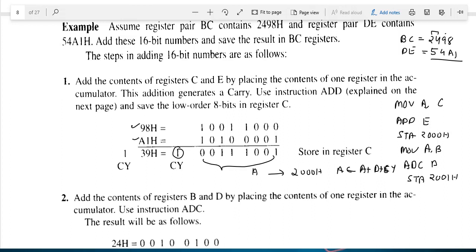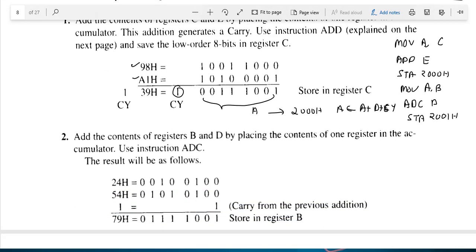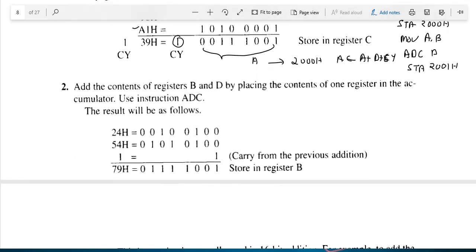So in this manner, we will get the higher byte at location 2001H and the lower byte of the result in 2000H. So we can see here that when we add the upper byte, we also use the carry flag which is generated by the lower byte addition. So in this way, we can add 8-bit, 16-bit, 32-bit, or 64-bit data with the help of ADC and ADD instructions.